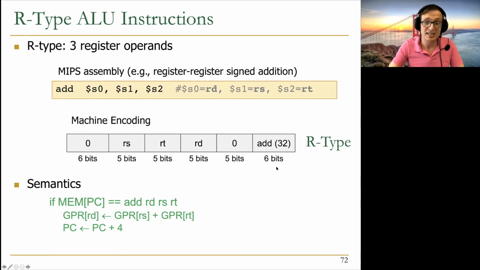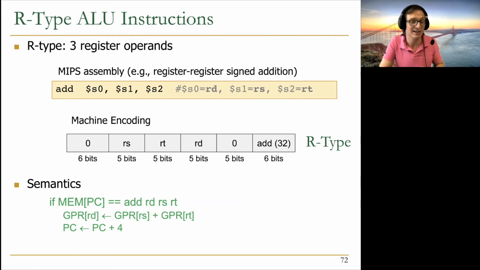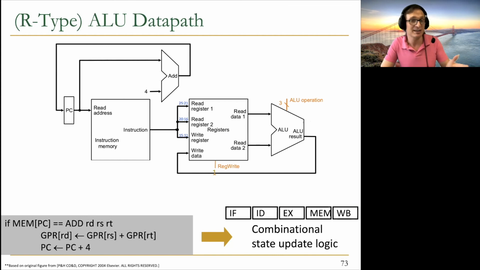So you do this if the opcode is 0 and the funct bits, remember the funct bits over here at the bottom, specify 32. That's how your control signals will be generated, right? Okay, but before we generate the control signals, let's take a look at the data path. So we're going to implement this over here: general purpose register RS plus general purpose register RT. You add them, and general purpose register RD gets that value, and PC gets incremented by PC plus 4.